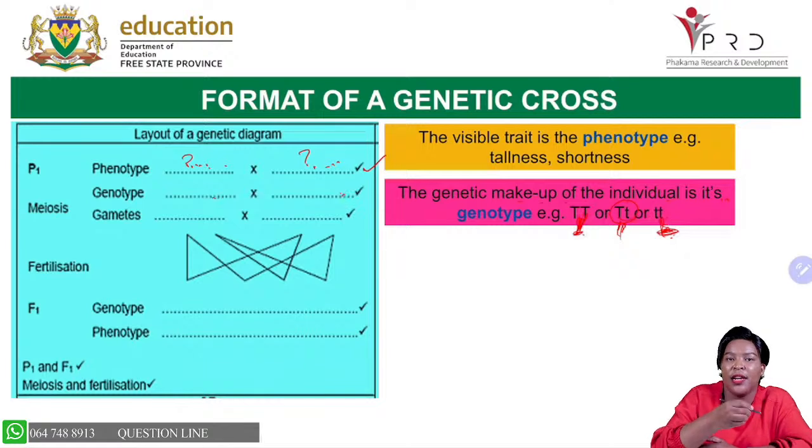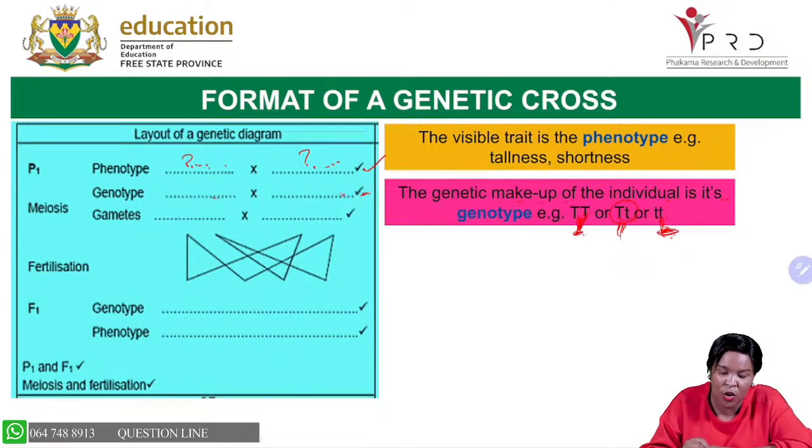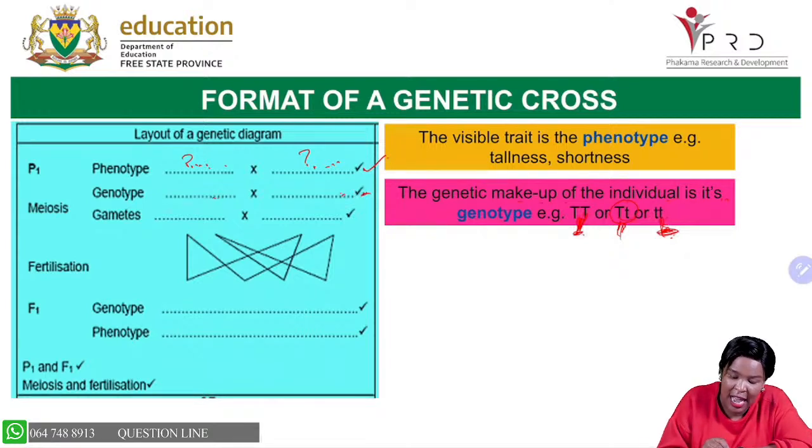For example: using the letter B, do a genetic cross of a father with brown eyes and a mother with blue eyes. So you see, you might sometimes lose this mark here. It's fine, but you've already collected this one here.